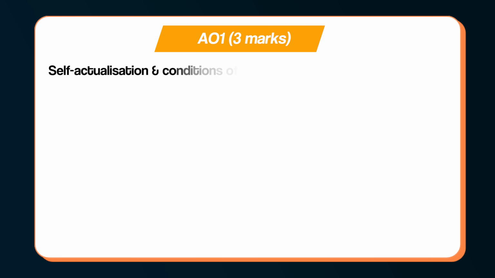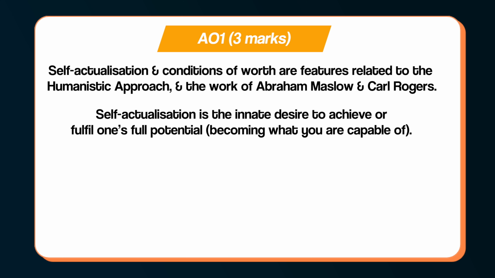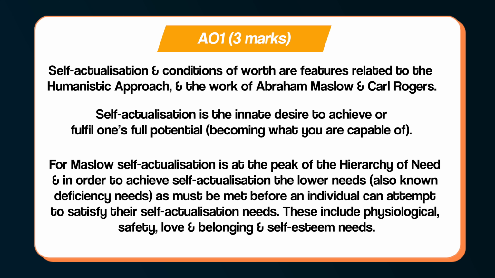So you could write that self-actualization and conditions of worth are features related to the humanistic approach and the work of Abraham Maslow and Carl Rogers. Self-actualization is the innate desire to achieve or fulfill one's full potential, becoming what you are capable of. For Maslow, self-actualization is at the peak of the hierarchy of need, and in order to achieve self-actualization, the lower needs, also known as deficiency needs, must be met before an individual can attempt to satisfy their self-actualization needs. These include physiological, safety, love and belonging, and self-esteem needs.